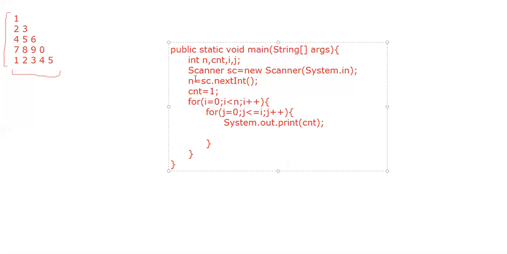Then what we have to do is cnt equal to cnt mod 10. By this mod 10, when the value of cnt reaches 10, 10 mod 10 is 0, so we will print 0. So after 9, we will not print 10, we will print 0. After that, we will again do System.out.println. This changes the line. I will now explain how this code works.